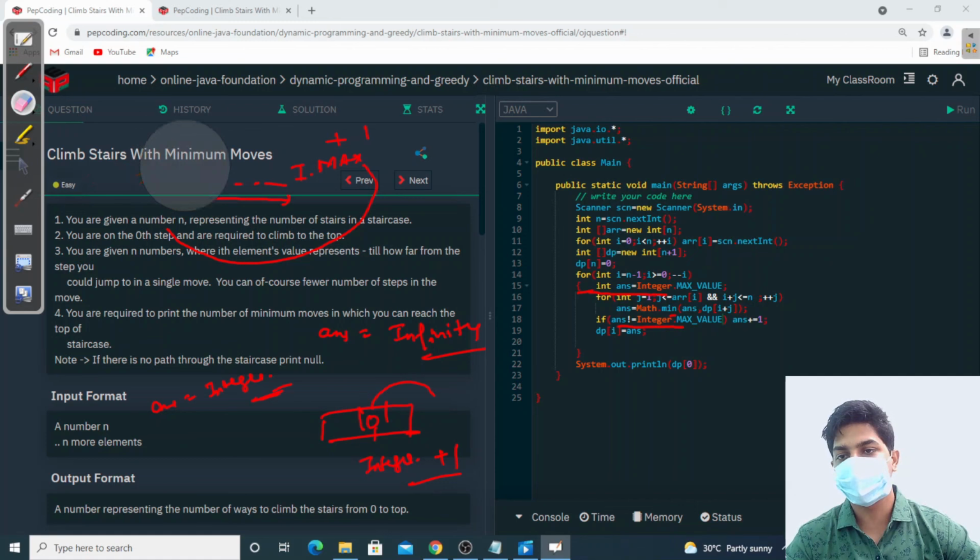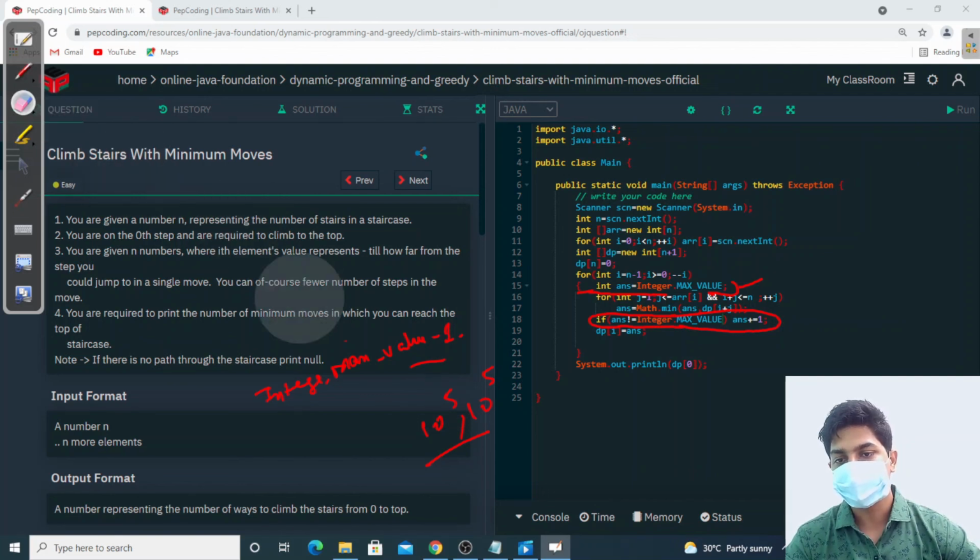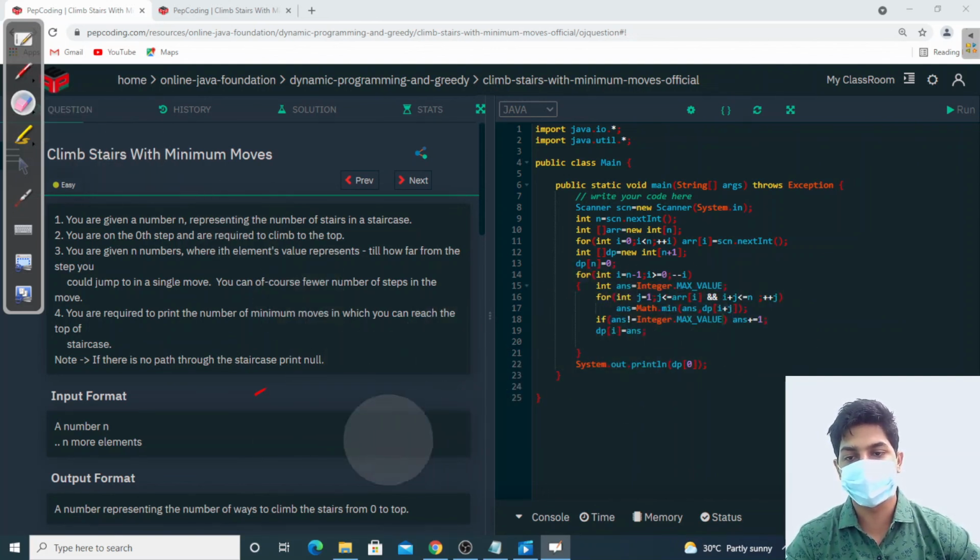Even if this is not a necessary condition, if you don't want to write this particular line, then instead of initializing with Integer.MAX_VALUE, you can do something like this. You can initialize with Integer.MAX_VALUE minus 1, or you can initialize with some other very high value, like 10 to the power 4 or 10 to the power 5, which cannot be our answer. You can initialize answer with that value also, and that will also work. For now I have written it in this way.